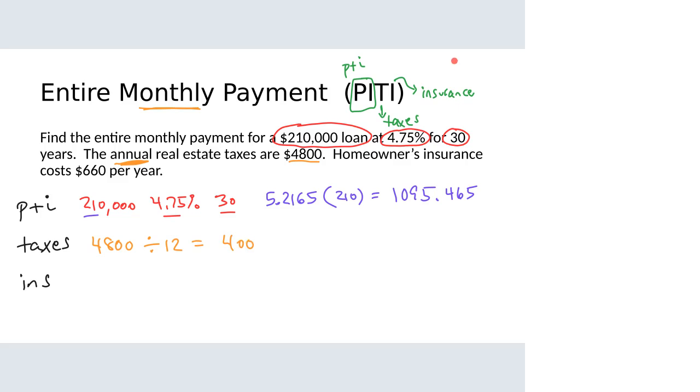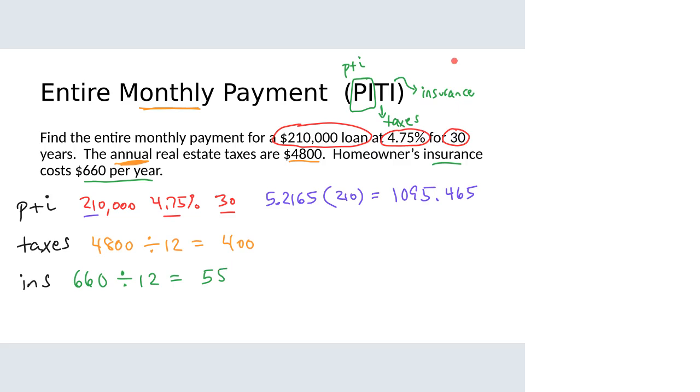The last piece of this that we need to calculate is the insurance. We're told that insurance costs $660 per year. So that $660, we're going to do the same thing we did with taxes. We're going to divide by 12 to figure out how much we pay each month. And that looks like $55 each month.